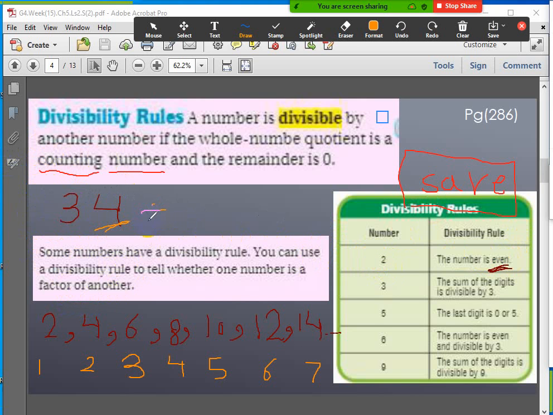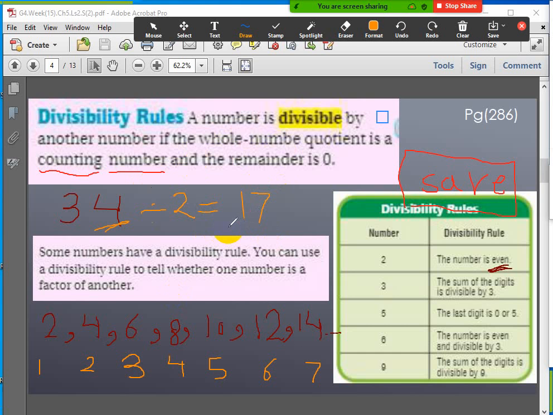Try to divide 34 by 2. If you try to divide it, the answer will be 17. Look, 17 is a counting number. So I don't have any remainder.